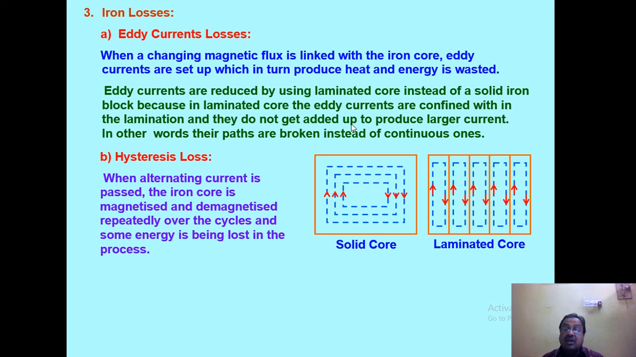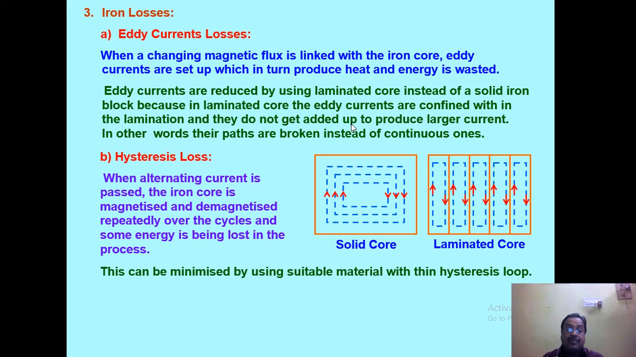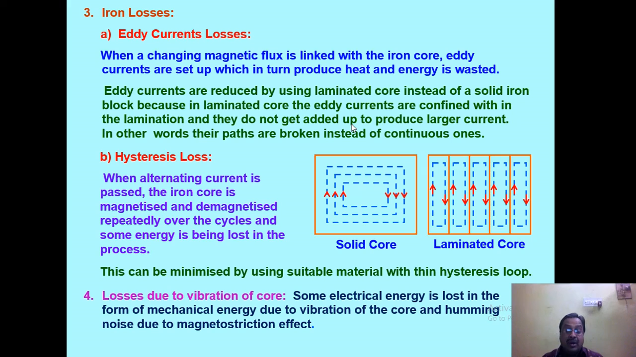Some energy is lost in the process. Generally, this can be minimized by using suitable material with a thin hysteresis loop. Actually, what is hysteresis? Hysteresis is the process by which a magnetic substance can be magnetized, and we may draw a hysteresis loop by drawing a curve showing variation of magnetic induction with magnetic field, or intensity of magnetization with magnetic field strength H.